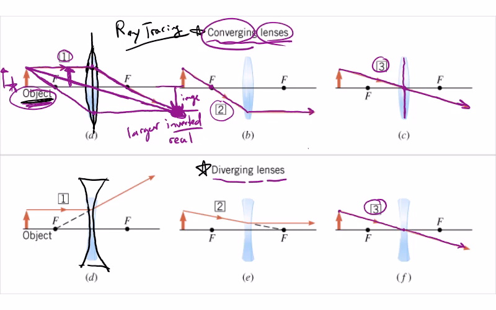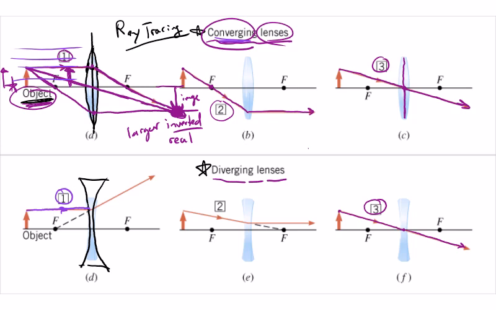A diverging lens down here, however, is a little bit different. One of the things is, if you notice in step number one, we have light coming in parallel, but it's not actually going to go through the focal point, because this one is converging it through the focal point. So it's trying to converge all the light coming in. Actually, if you had a whole bunch of rays of light coming into this lens, they would all converge through this focal point. That's what the term converging means.